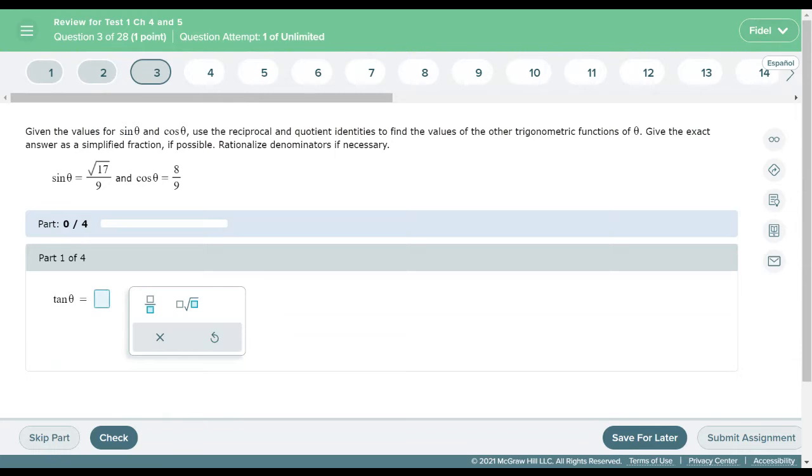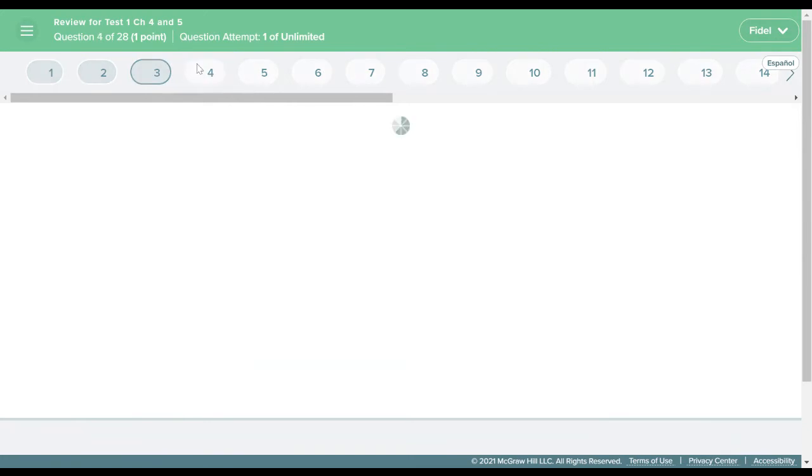All right, given the values for sine and cosine, use the reciprocal and quotient identities to find the values of the other trig functions. Again, something real similar to number 2, right? Are we good with number 3? Do y'all want me to do it? Anybody? We're good, okay. Let's move on then to numero 4.